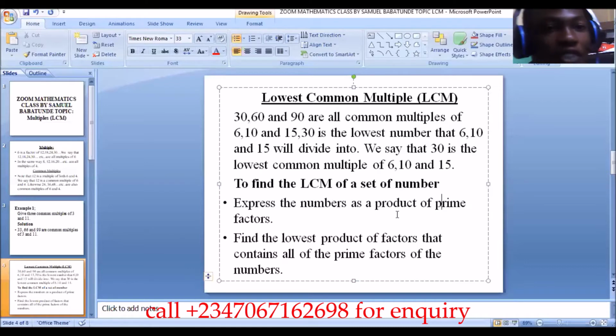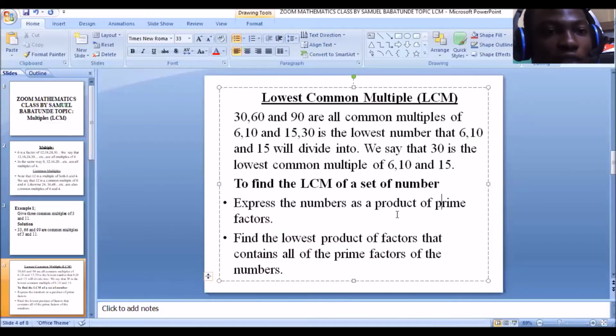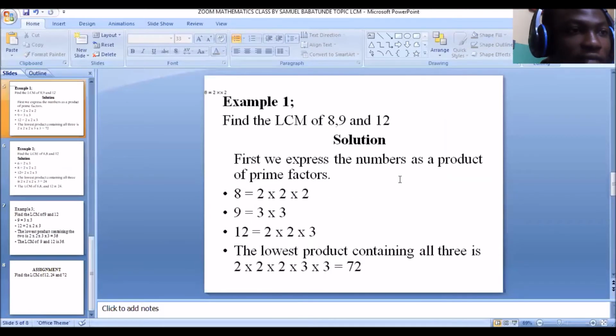Now, after expressing these numbers as a product of their prime factors, what do you do? You now find the lowest product of factors that contains all of the prime factors of the numbers. This example will give us an understanding of what I just said.